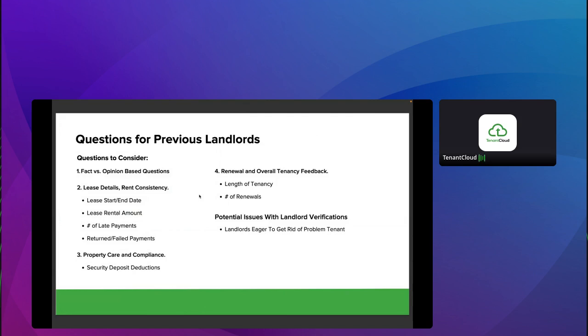When you do reach out to previous landlords, there are some important questions to consider: fact versus opinion based questions. A lot of property management companies and landlords will not answer opinion based questions. What are opinion based questions? Those are questions like, would you rent to this person again? Did this person treat your property nicely? Did they take care of it? Those are opinion based questions.